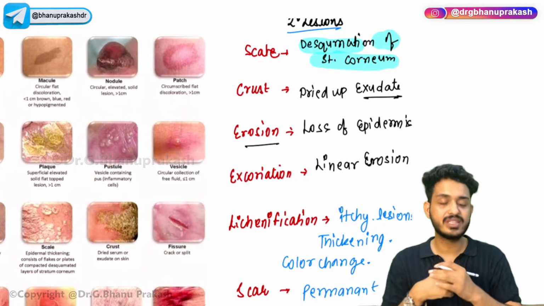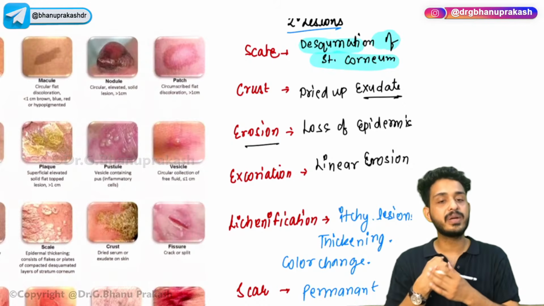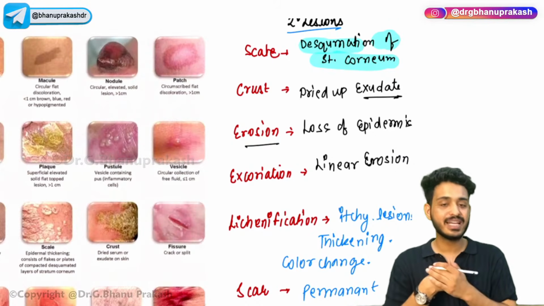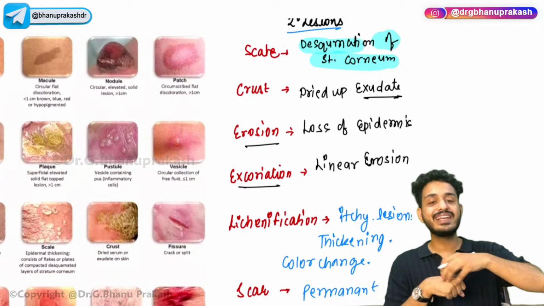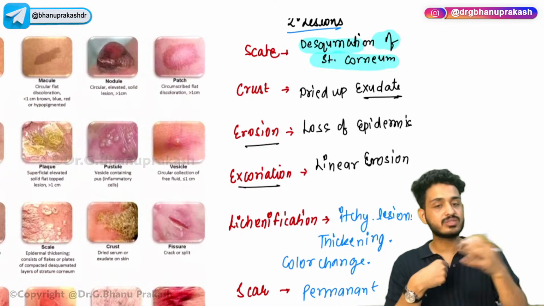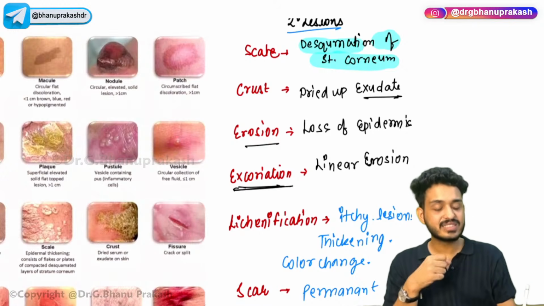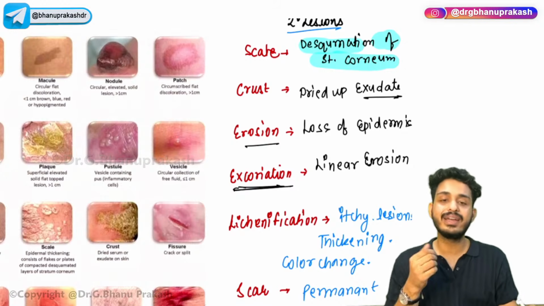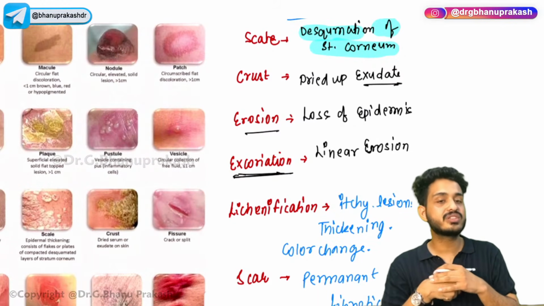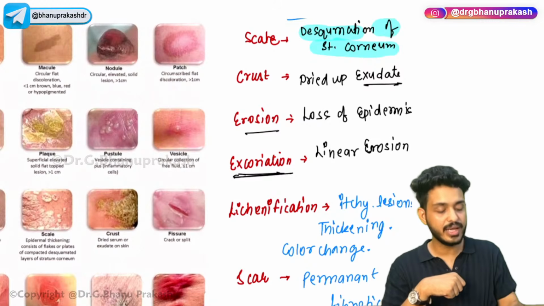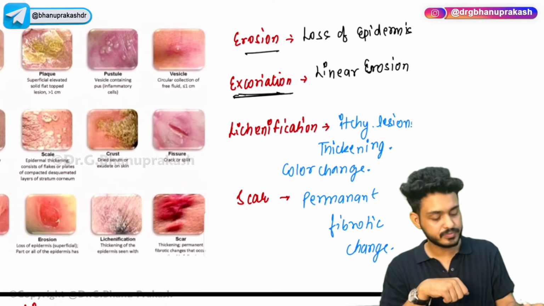Erosions are basically loss of epidermis. So epidermis is gone, that is erosion. What is excoriation? Linear erosion. You are having linear erosion because of nails or something, that is known as excoriation. Erosion, there will be loss of epidermis. Excoriation, there will be linear erosion, linear loss of epidermis.